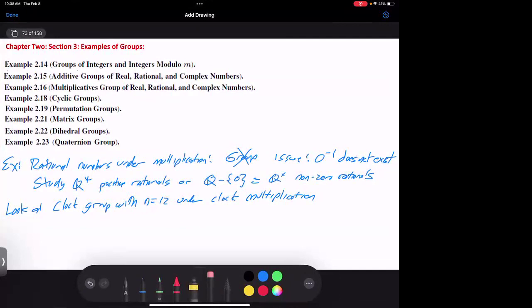Is there any element that might not have an inverse on a clock? 2. What else? There's a more natural one. So 2 is bad, and we'll come back to 2. It's similar to the problem with the rational numbers. 0. So clock group with n equals 12 under clock multiplication, and we'll remove 0, because we know 0 is not going to have an inverse. So let's remove 0. The problem is still trouble.